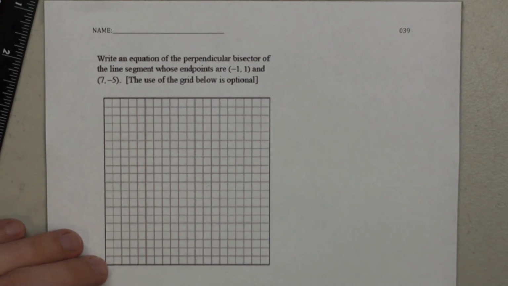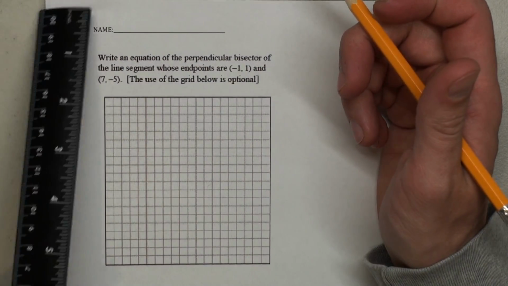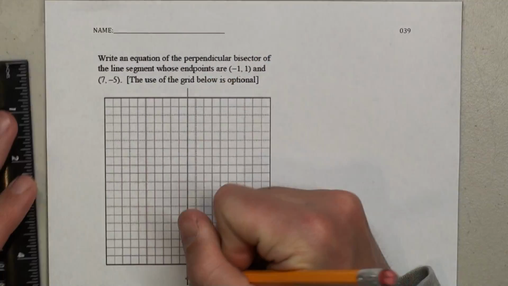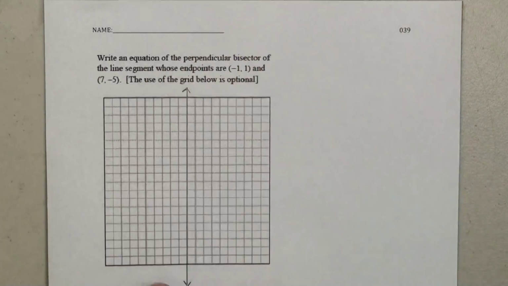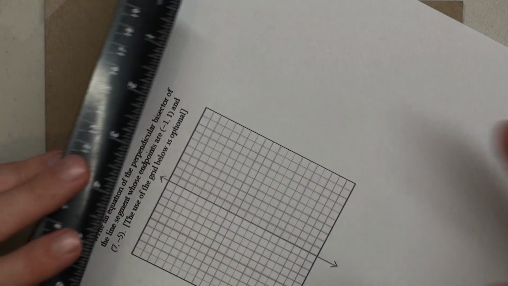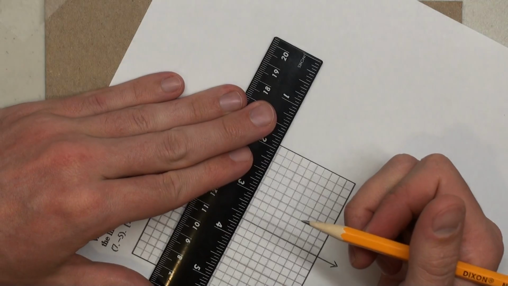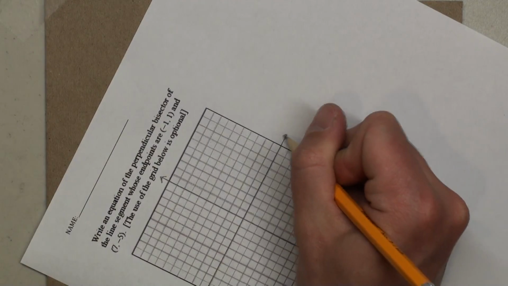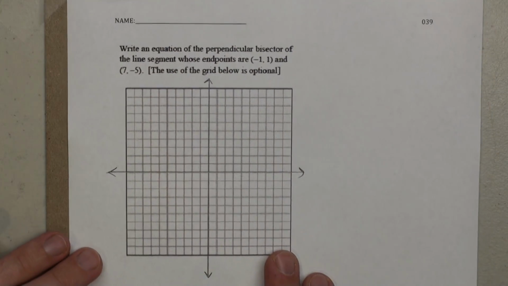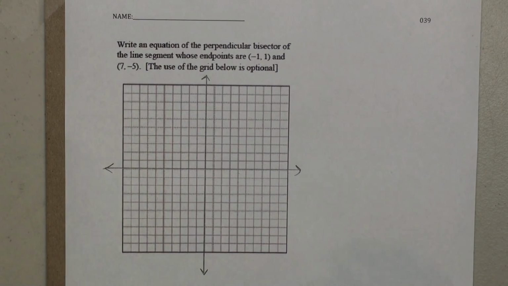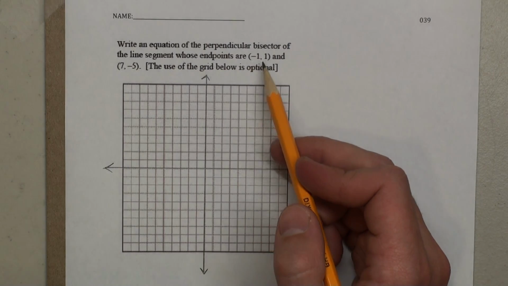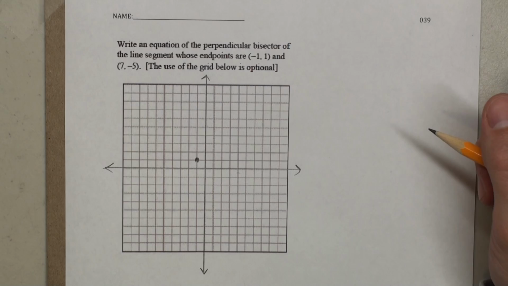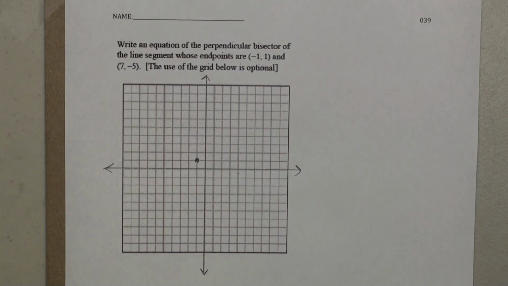Write an equation of the perpendicular bisector. Okay, I'm going to draw a graph because they've given me a graph, so I'm going to use it. Whether I need it or not doesn't really matter because I'm going to use it anyway just to double check my work. So if you're ever given a graph, you always use it to double check. So negative 1, 1. And let me try to make this a little darker.